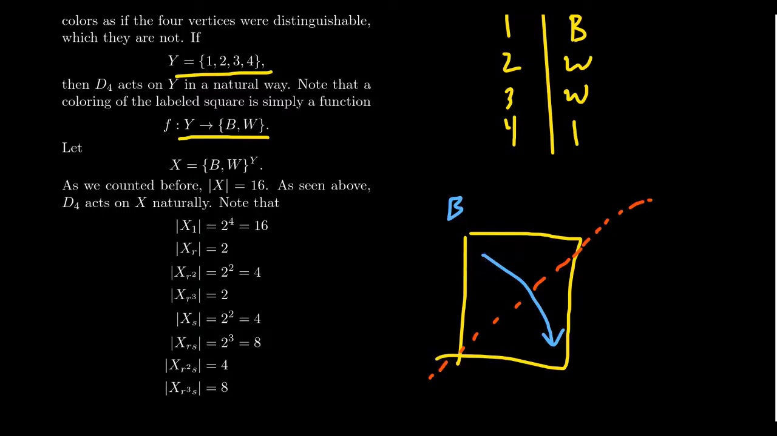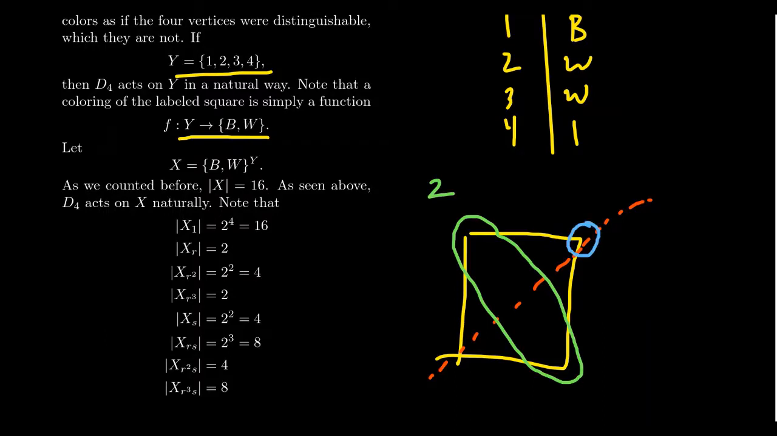If we look at the orbits of the vertices by the D4 action, these two vertices have to have the same color. There's two options there. But this one, because it's left fixed by the reflection, it could be its own color. You get two options. But also this corner down here could be a different color. It doesn't have to coincide with the other vertices. So you actually get 2 × 2 × 2 options, which is equal to 8.